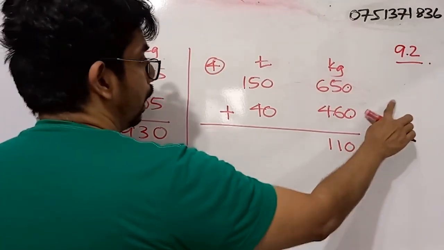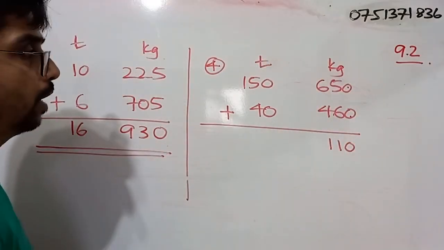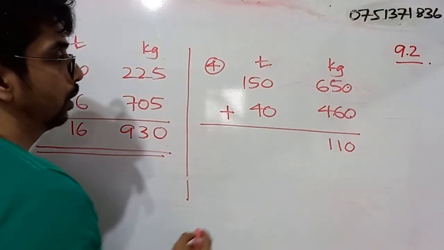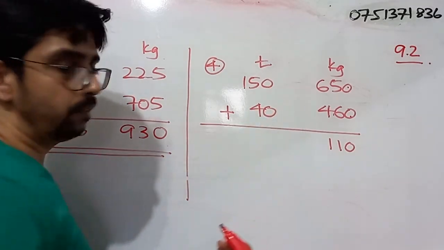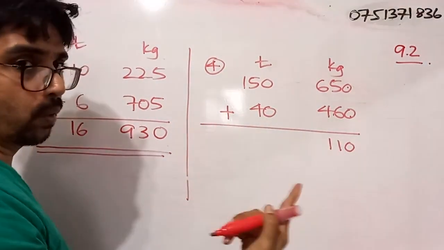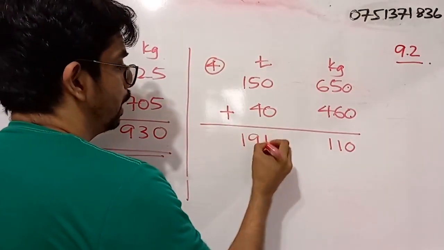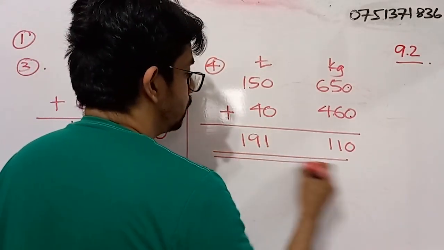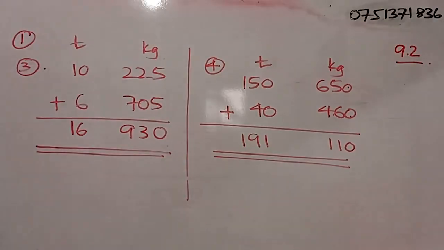110. We pass over the remaining 1 ton to the tons column. So 150 plus 40, we know that is 190, and we have to add a 1, so this becomes 191. So here the answer is 191 tons and 110 kilograms.